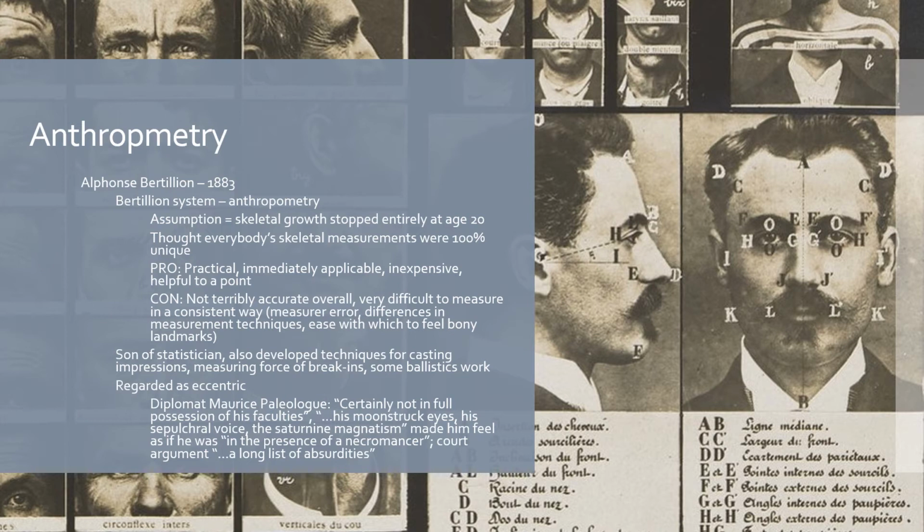A diplomat who mentioned him gave this quote, that he is, quote, certainly not in full possession of his faculties. His moonstruck eyes, his sepulchral voice, the saturnine magnetism made him feel as if he was in the presence of a necromancer. Court argument included that he gave a long list of absurdities. He gave a lot of relevant information in court, but he also rambled on like a crazy dude. He didn't do a lot to improve his credibility. But again, his numbers stood up often enough that it was hard to really keep him away.